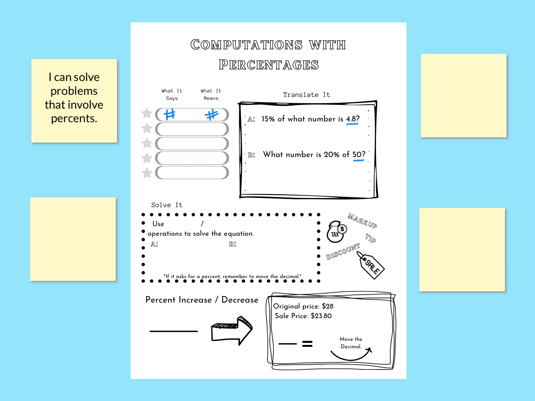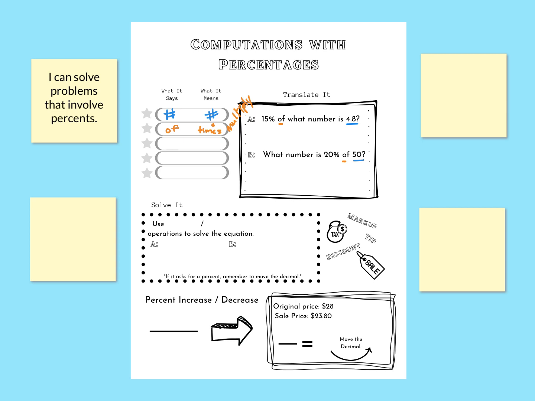Okay, another thing we have is we see the word of. So we have the word of, 15% of what number, and what number is 20% of 50. If we see the word of, that means we are going to times them or multiply. And we're going to use a dot symbol for multiply. I can write that in here too: times, multiply, whichever one you want to write in there. And there's a reason why we're going to use that dot for multiplying.